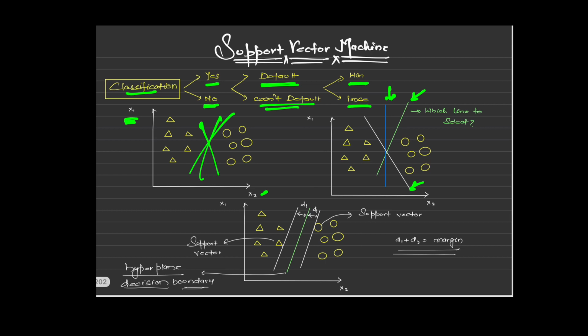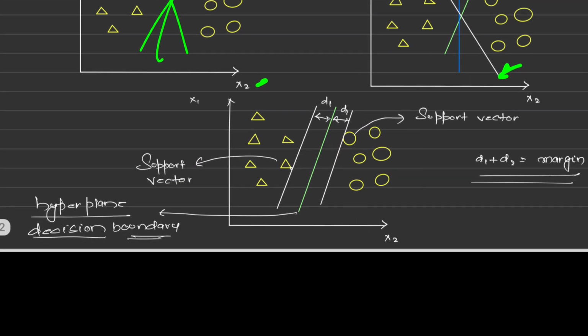So there could be 1,000 lines that you can draw to divide the area between the triangles and circles, so that you can separate the triangles from the circles properly. Which line to select? Okay, so we'll talk about which line to select. For the time being, you selected a line. This line, the green line you selected.